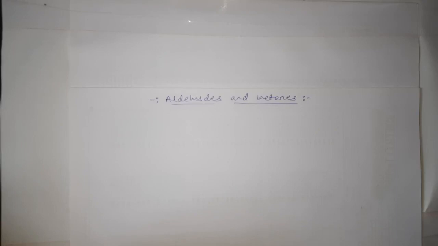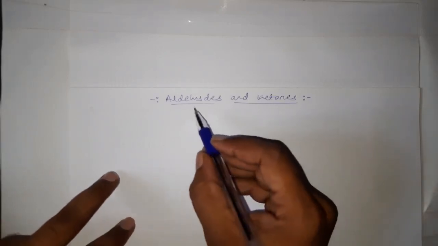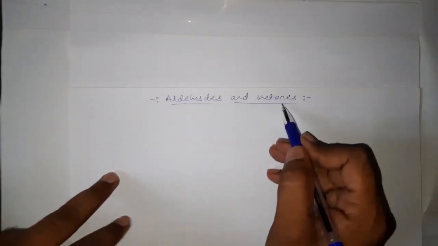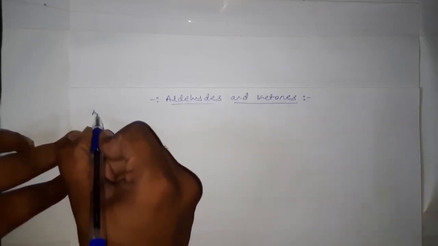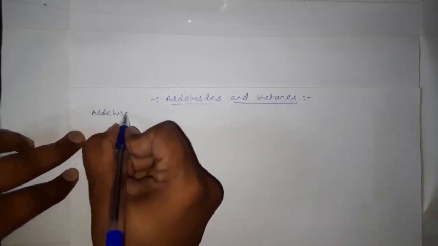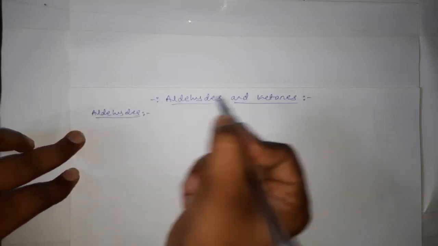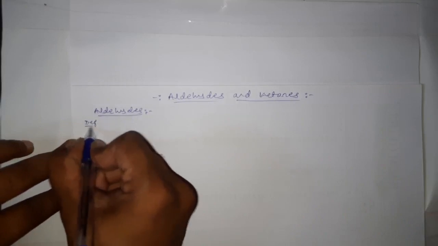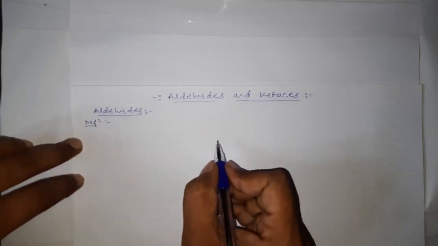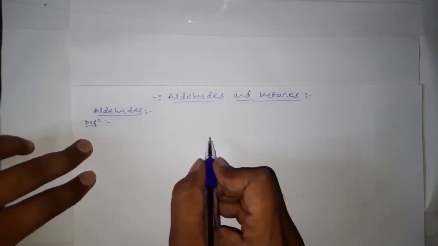And in this session we are going to start a new unit, that is aldehydes and ketones. Okay, and let me start this session by defining what are aldehydes and ketones. First we have to discuss the definition of aldehydes. Okay, then what are these aldehydes?